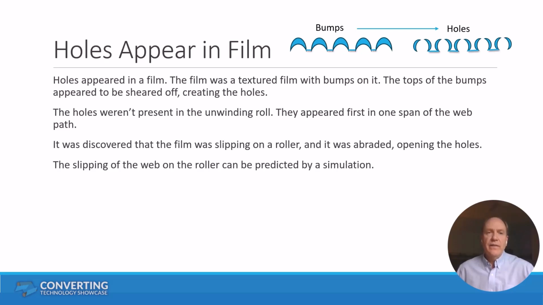We discovered that the film was slipping on this roller. It had a very high surface roughness. It was abrading the film, and it was opening the holes. And the holes were undesired. So it turns out the slipping of a web on a roller can be predicted in a simulation.